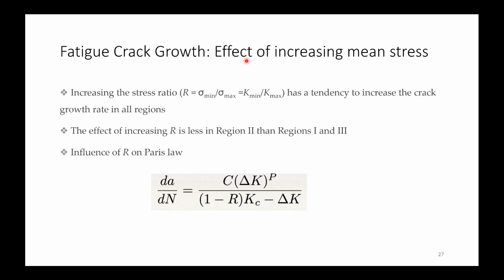Fatigue crack growth: the effect of increasing mean stress. Increasing the stress ratio R, sigma minimum divided by sigma maximum, or the stress intensity factor K minimum divided by K maximum, has a tendency to increase the crack growth rate in all regions. The effect of increasing R is less in region 2 than in regions 1 and 3, and this R is considered in this formula here. We divide by (1 minus R) Kc minus delta K, your initial equation.